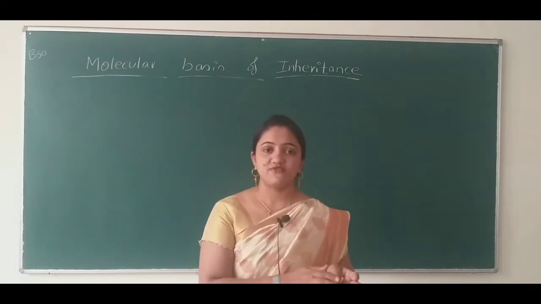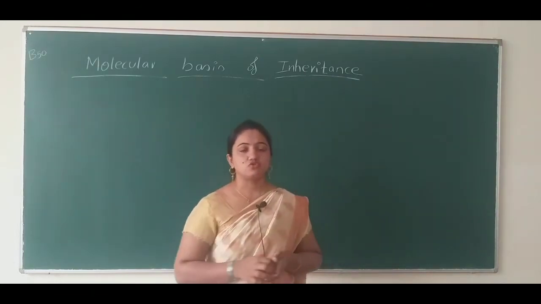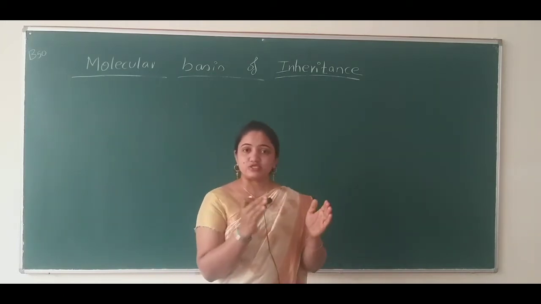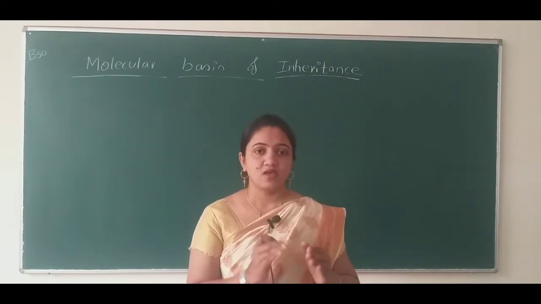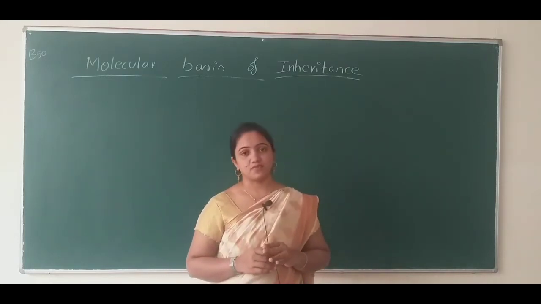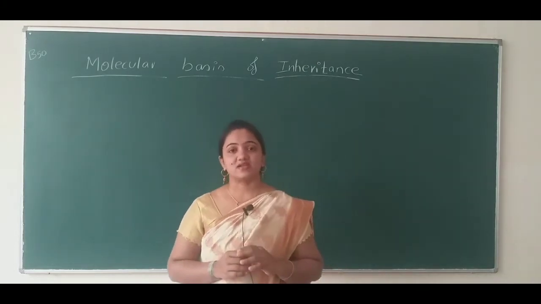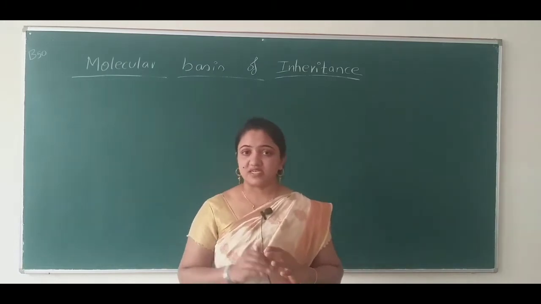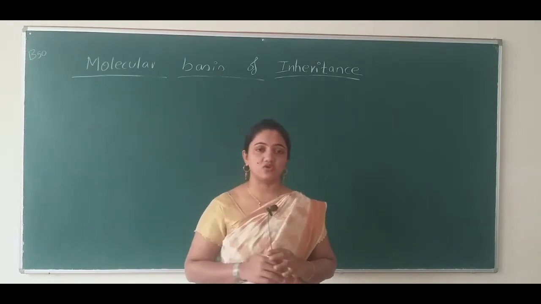Okay, so we studied in class 11 about euchromatin and heterochromatin. Euchromatin is when the DNA is loosely packed in the nucleus, which gives a light stain. Those chromosomes or chromatin fibers are known as euchromatin. The DNA which is tightly packed in the nucleus gives a dark stain, and that is known as heterochromatin.